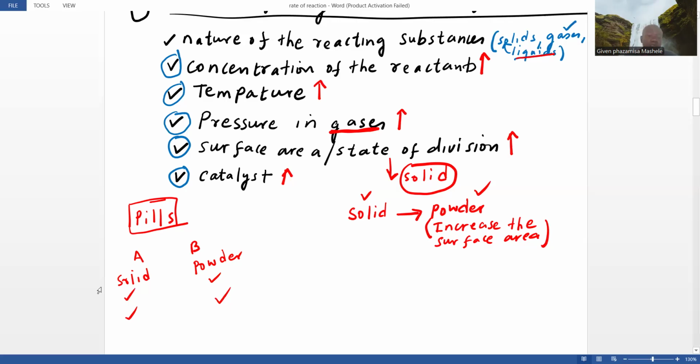Between the one who took the powdered pill and the one who took the solid one, obviously the answer would be B. Because a substance in powder form has an increased surface area, or the state of division is increased, so the rate of reaction will be faster. But we'll talk about this later.